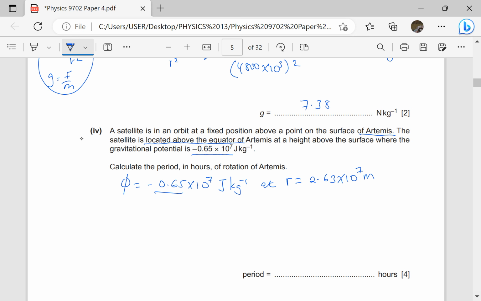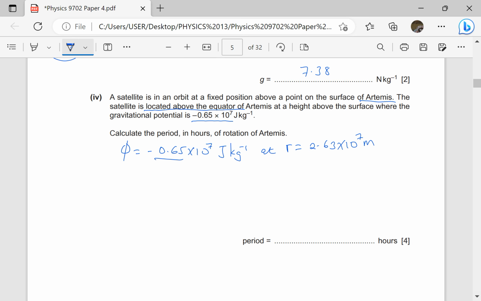So now we know that the gravitational force provides the centripetal force. I don't want to always write Fg, because when I write Fg, my students also write Fg. So I will write: gravitational force provides the centripetal force.